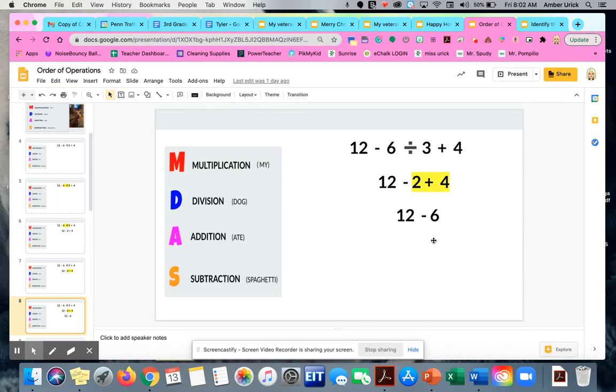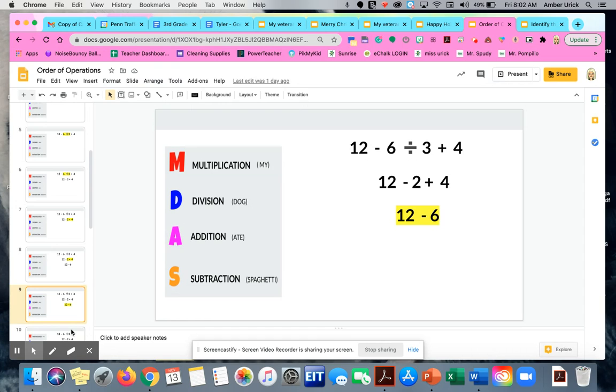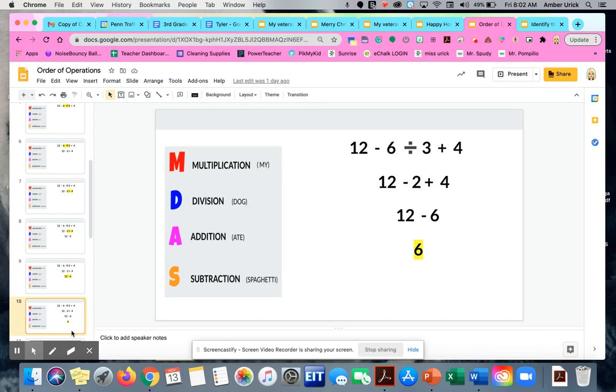And what is 12 minus 6? 12 minus 6, look here, my spaghetti part is, ready? Drum roll, please. It is 6. So look how crazy that number sentence was at the top. 12 minus 6 divided by 3 plus 4 ends up being 6. And you just solved that. Wait till you tell your parents that you were able to solve a crazy number sentence like that. And we used multiplication, division, addition, and subtraction, and my dog ate spaghetti.